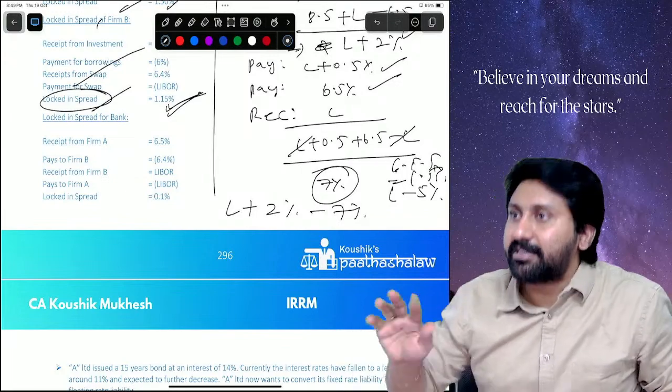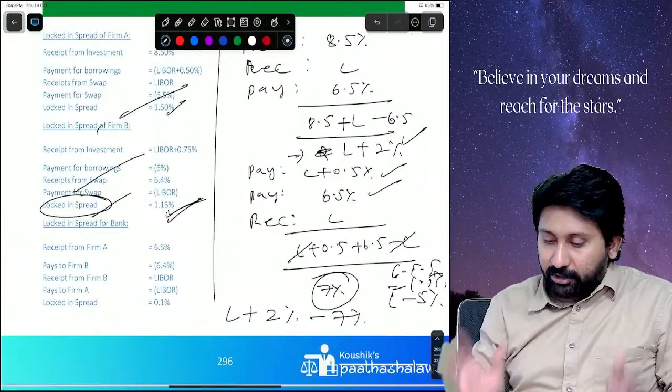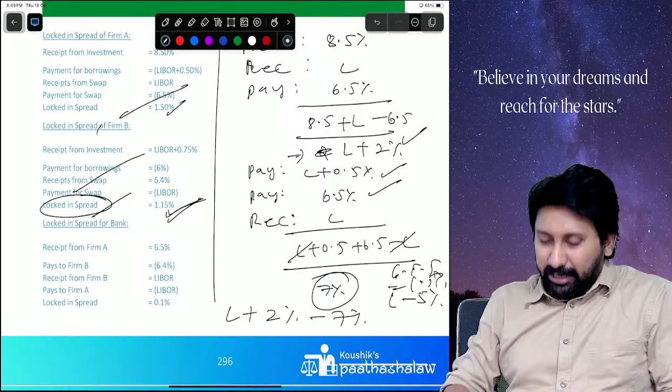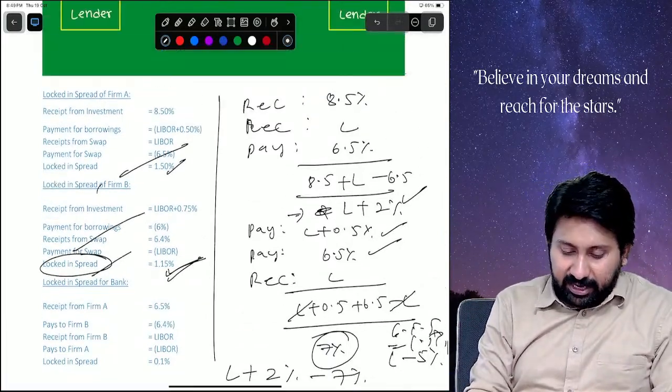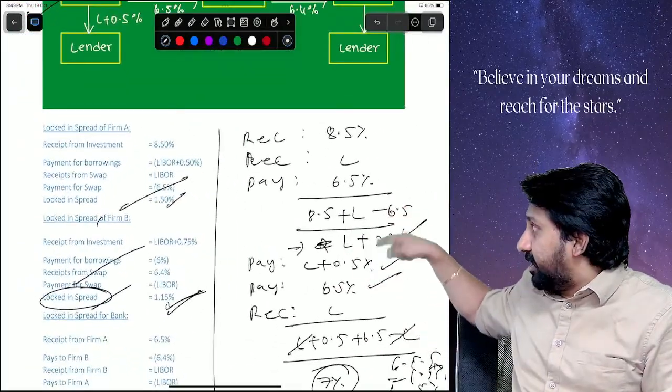Understood? Like this, all these have come. Okay? So, you got the answer now. Like that only you should. Clear? Instead of doing all these, directly they are showing only what? Locked in spread. Net effect only they are showing here instead of showing the internal transactions.